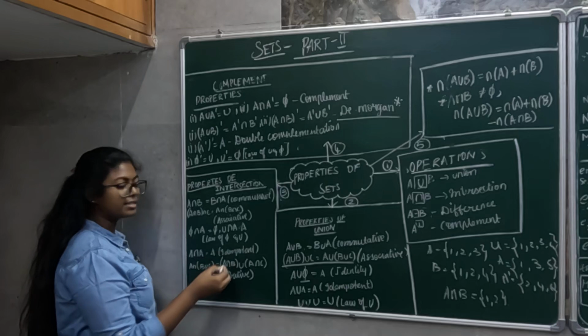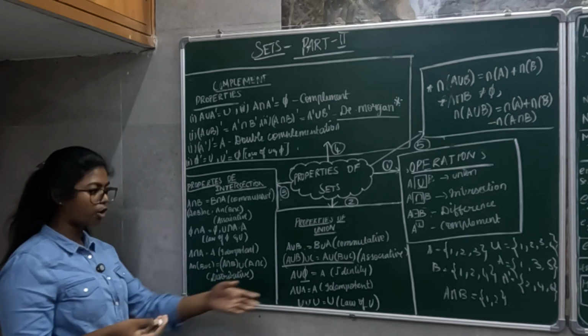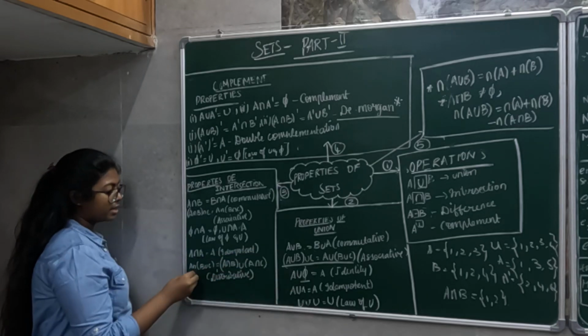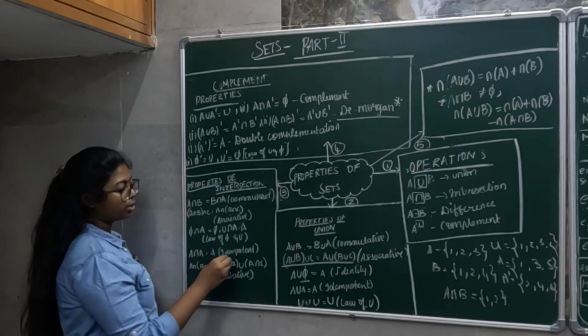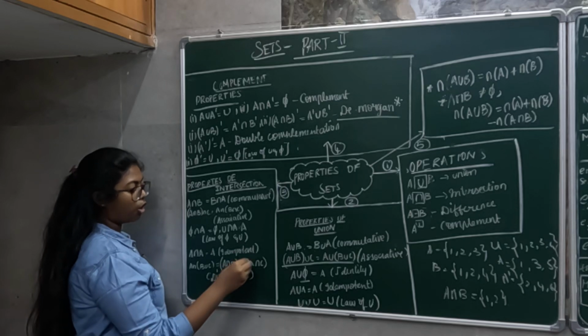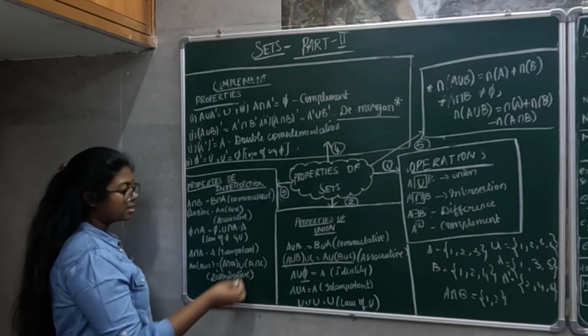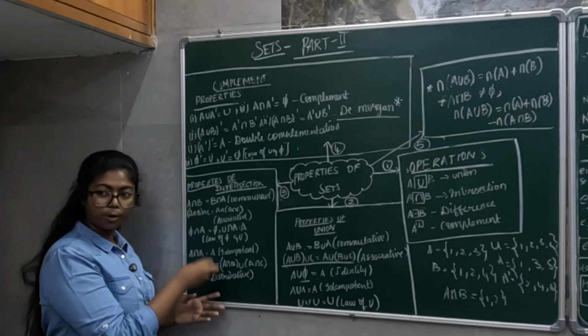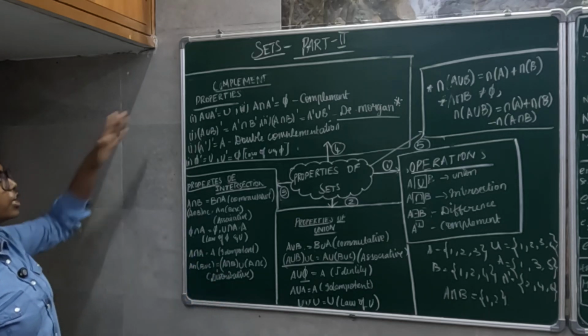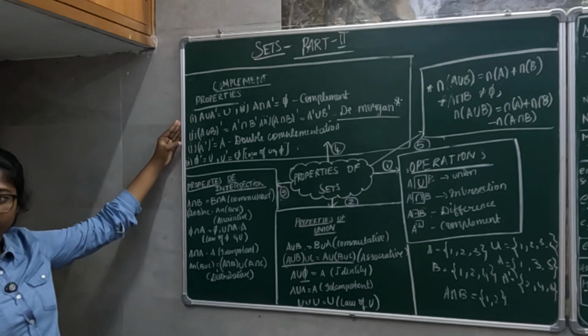A intersection A is equal to A, the idempotent law, as we already saw there. Then A intersection B union C is equal to A intersection B union A intersection C. This is called distributive law. We are distributing the properties. Then we are going to see the properties of complement set.